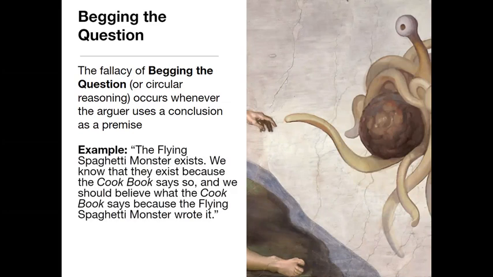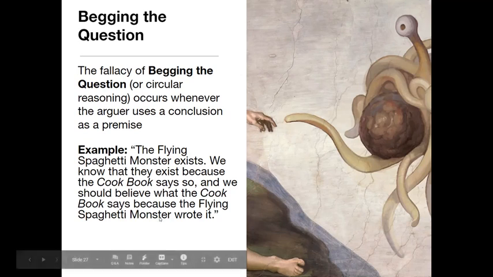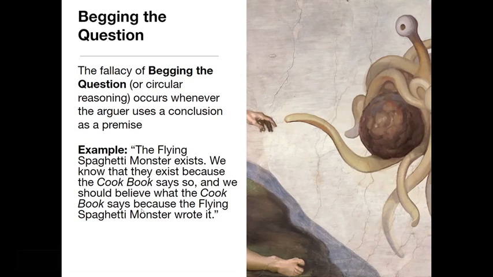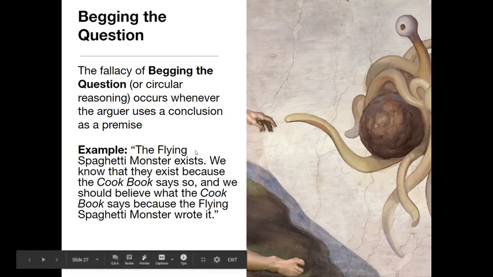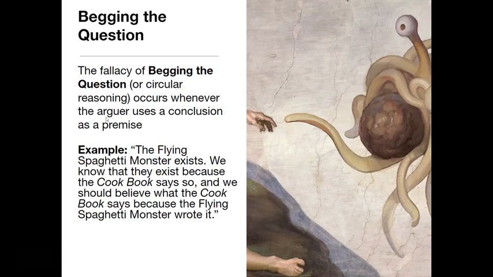So if I made an argument for, say, some monster that exists out there, let's call it the flying spaghetti monster. And I say, look, the flying spaghetti monster exists. We know that they exist because the cookbook, which is my cookbook, says so, and we should believe what the cookbook says because the flying spaghetti monster wrote it. See how I'm using the conclusion as the premise and the premise as the conclusion? I'm arguing in a circle here, right? I'm not independently establishing the truth of the premise, which I should be doing. I'm just simply restating the conclusion as the premise and the premise as the conclusion.